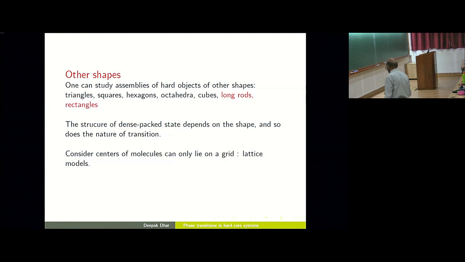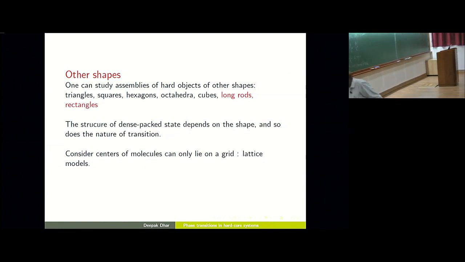It turns out that even these models are usually difficult. So not so much progress can be made other than Monte Carlo simulations. So we make even further simplification. We consider lattice models. Lattice models are where the centers of particles can only be put on a grid. And then the size of the particles is bigger than the size of the grid.